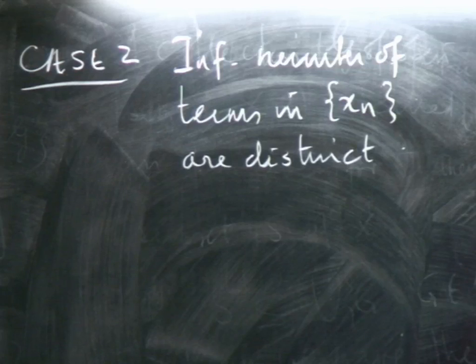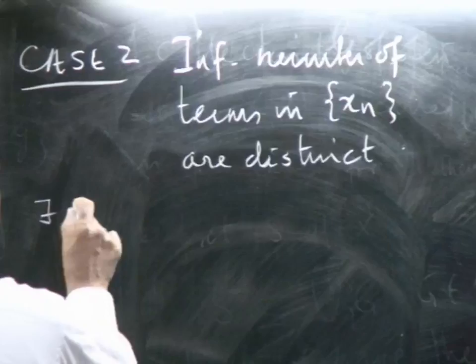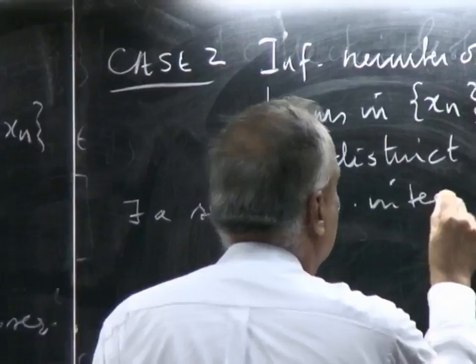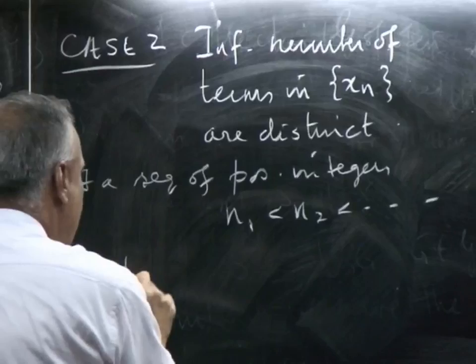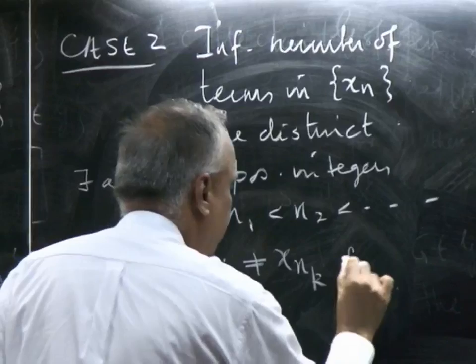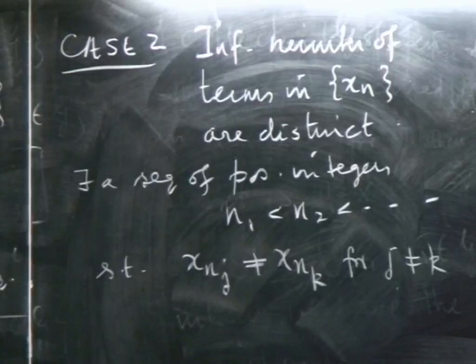Deliberately going through this very slowly, because these are the ideas that must get in your mind quickly and nicely, forever. Now what happens is the reverse of this will happen. That means there will be a sequence such that xn1 is not equal to xn2, xn2 is not equal to xn3, all these things are distinct. That is, there exists a sequence of positive integers such that the xnj are all distinct, nobody is equal. The infinite number of them are different elements.